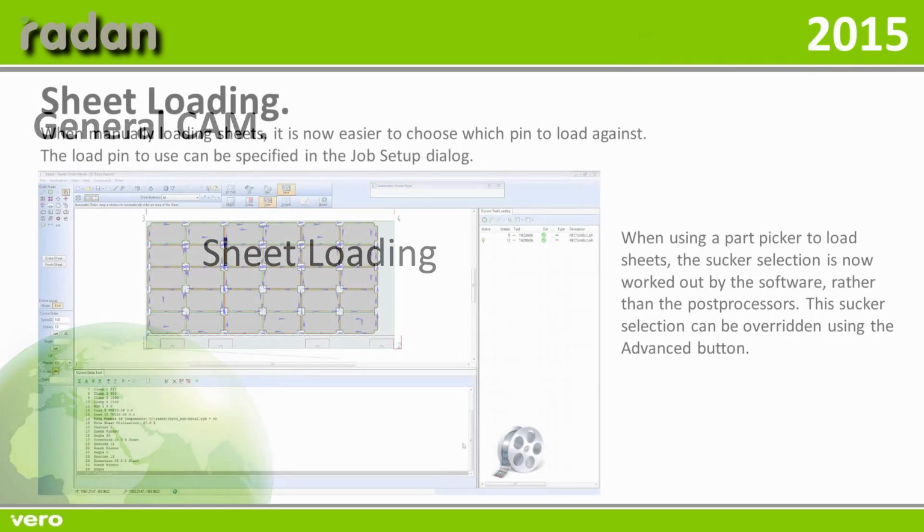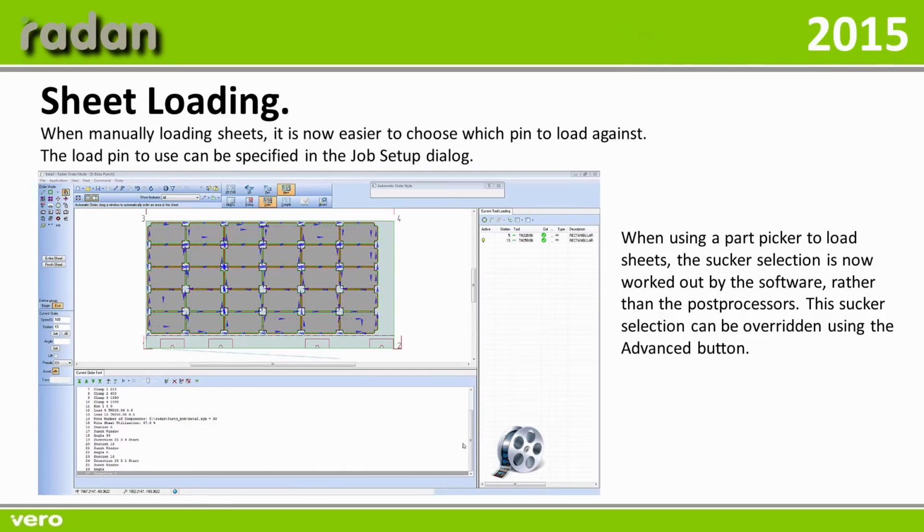Now, staying with sheet loading, for those of you that manually load sheets, it's now easier to choose which load pin to load against. The load pin can now be specified in the job setup dialog box. So let me just show you that in this little video here.